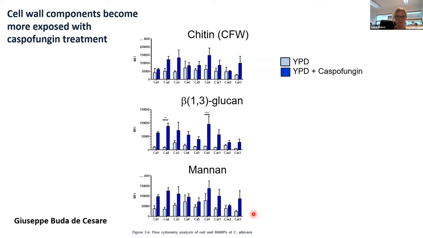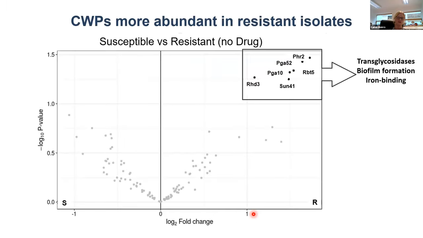We then went on to do cell surface proteomics to look at what differences there were in the cell wall proteins in the resistant versus the susceptible isolates. And we could see that there were a number of proteins that were more abundant in the cell walls of the resistant isolates. These include things like PHR2, PGA10, and SUN41. And these are transglycosidases that are important for remodeling and modifying the beta-1,3-glucan in the wall. These proteins are also known to be involved in biofilm formation and iron binding.